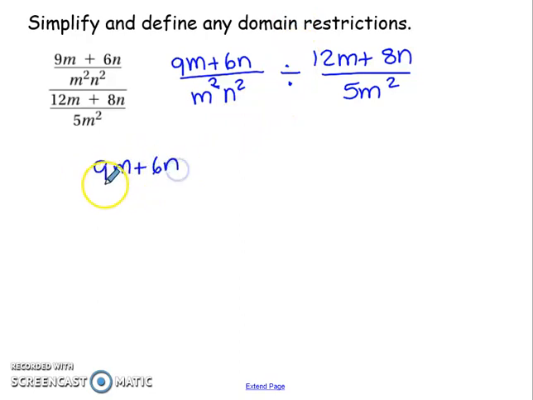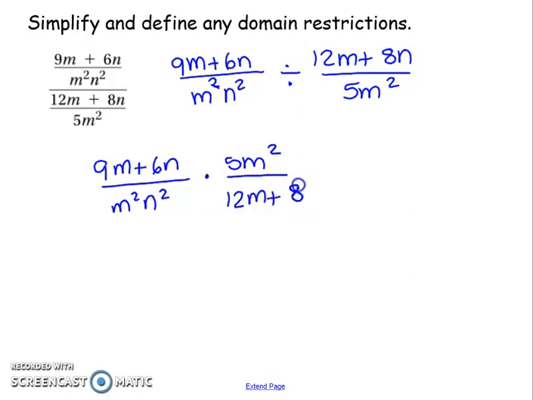And again, if you wanted to skip this step of making it division, you could, as long as you stay, switch, flipped it correctly. That's fine. So once we have it as multiplication, we want to see if we can cross cancel anything, but we always want to make sure that we factor anything that can be factored first. So when we look at this, I can factor this numerator and I can factor this denominator. So the numerator, 9m plus 6n, I can pull out a 3, that's my GCF. So I have 3m plus 2n.